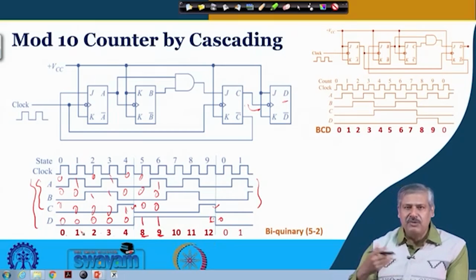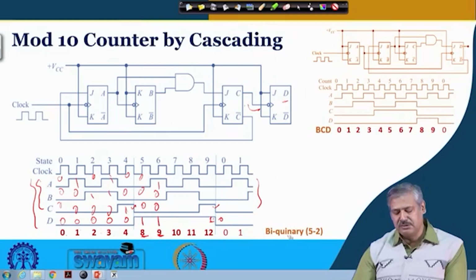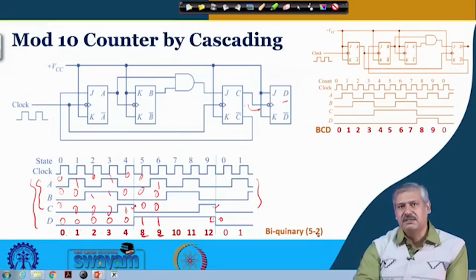But the count value, if you convert from binary to decimal in that manner, these are 0, 1, 2, 3, 4, 8, 9, 10, 11, 12. Again 0, 1, 2, 3, 4, 8, 9, 10, 11, 12. So this is the way it will continue. But this is a mod 10 counter because of the 10 unique states that are there, right.